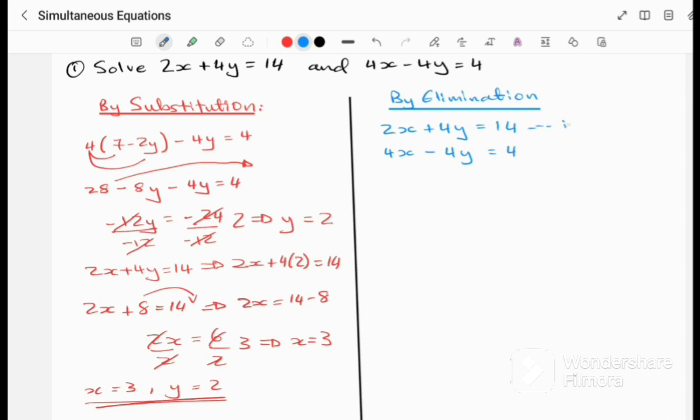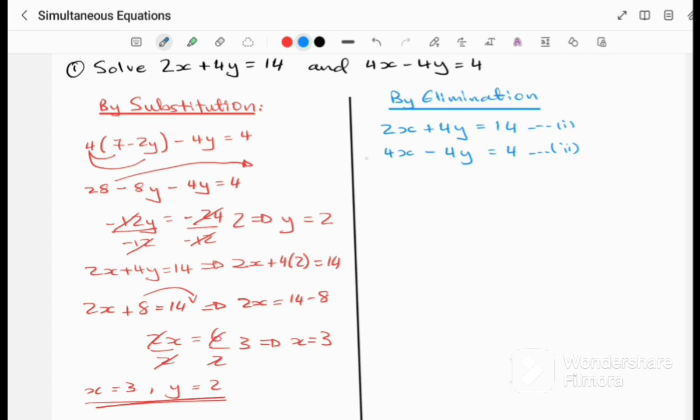This is going to be equation 1, and this is going to be equation 2. In the elimination method, we are trying to eliminate one of the variables. It could be x or it could be y. Now, we can use either one of the equations to eliminate. Let's see how we can manipulate equation number 2 to eliminate it.